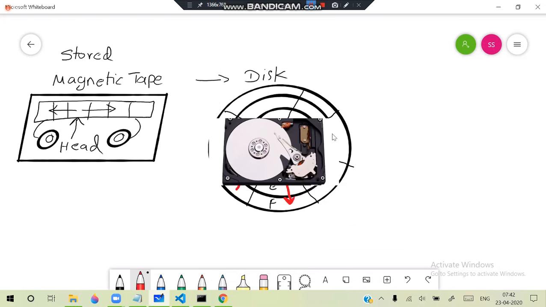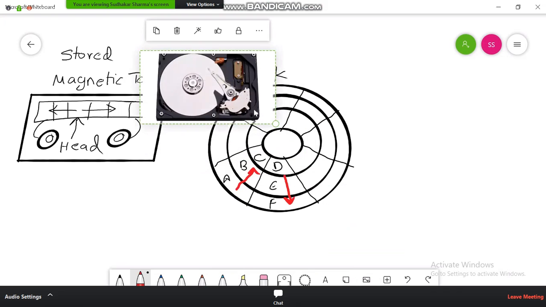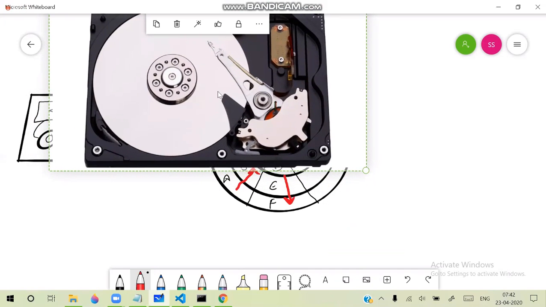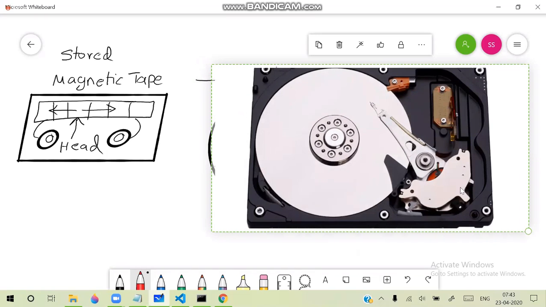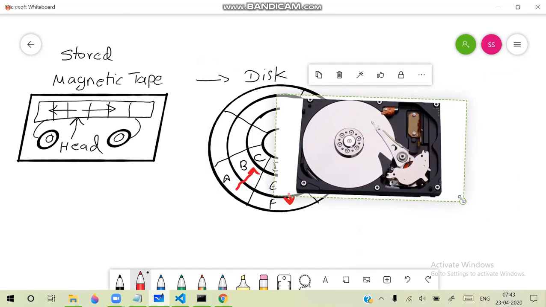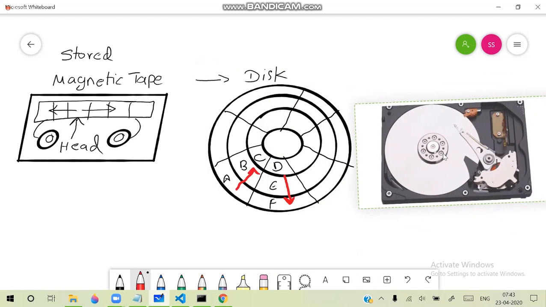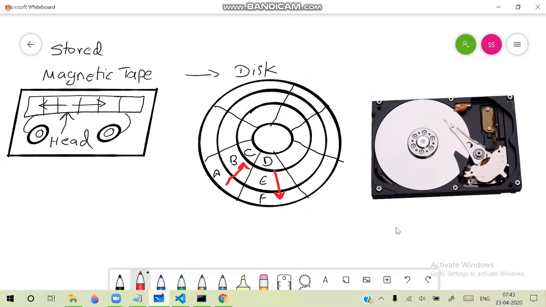This is the hard disk drive. Now, the point about this hard disk drive is that you can see the same concept here. The data, you can observe that is the hard disk drive, and you can see there is a read-write head.